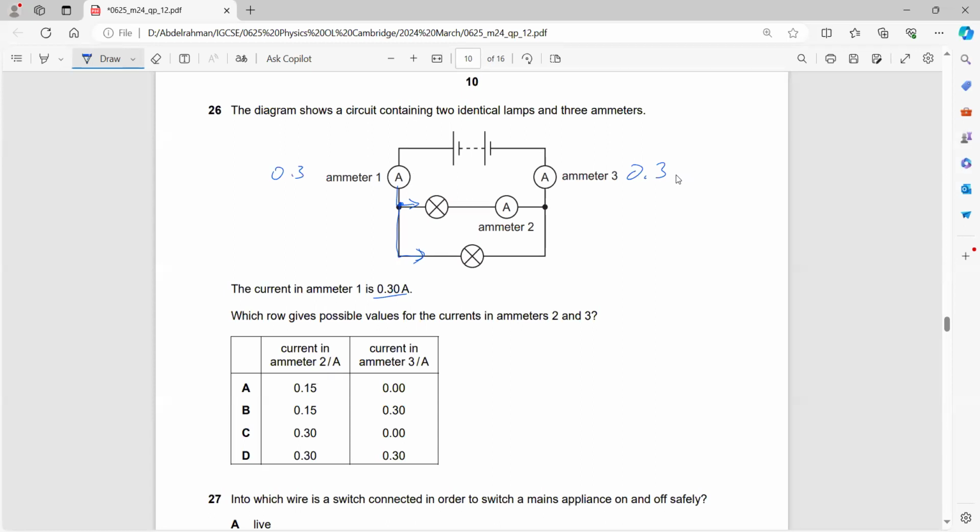If they are identical lamps, then it will be split equally, 0.15 and 0.15. Okay? Parallel circuits, we can split the current. If they are equal resistors or equal lamps, then it will be split equally. So the current in ammeter 2 would be 0.15. In ammeter 3, it would be 0.3.